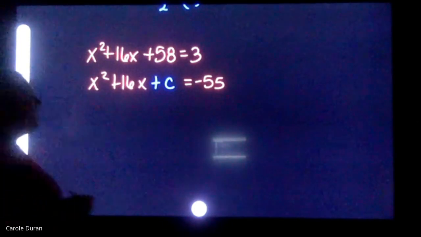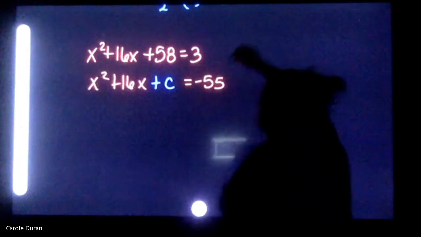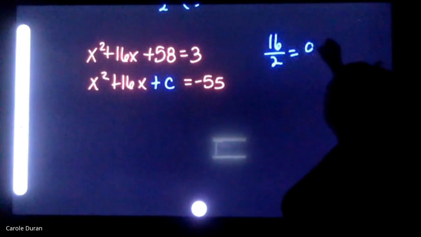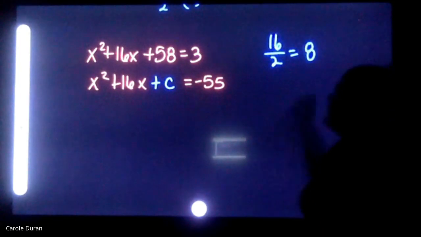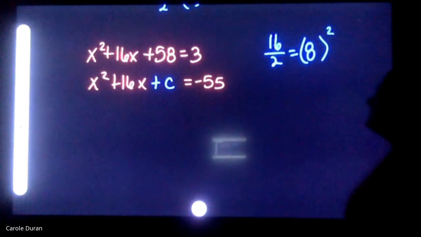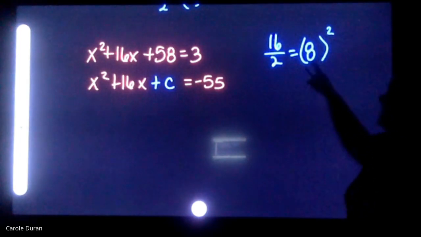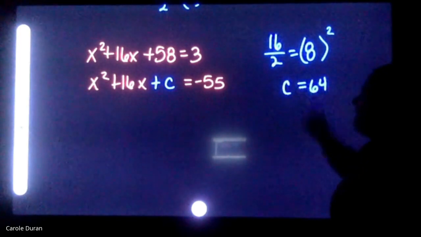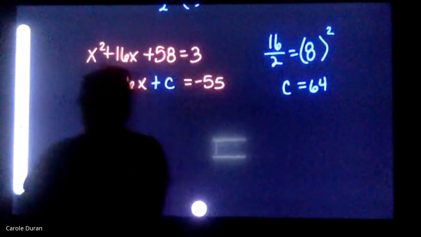To find that C value, I go to the value in front of it, which is 16. I divide that in half, and then I take that answer and I square it. So 16 divided by 2 is 8. 8 squared is 64. So my C value that I need to put in there is 64.